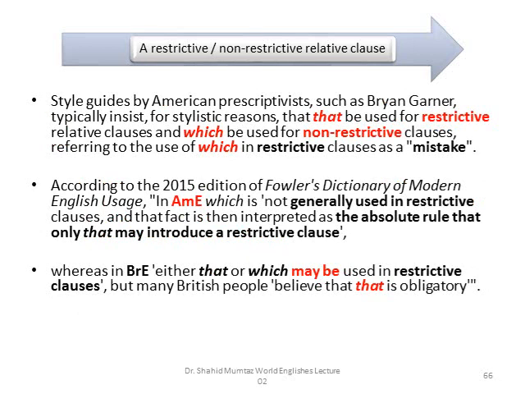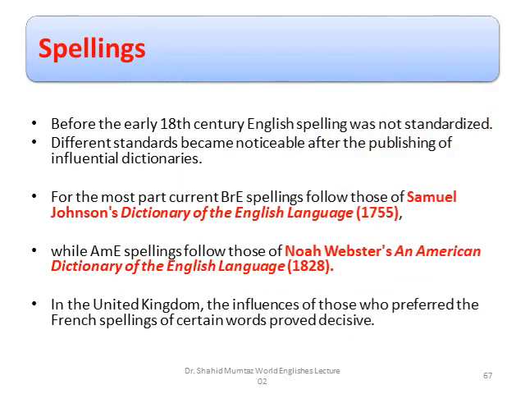Alright, so the lecture is already very long. So here is some more criticism about the restrictive and non-restrictive relative clauses. So you can read it by yourself. Let's move forward.